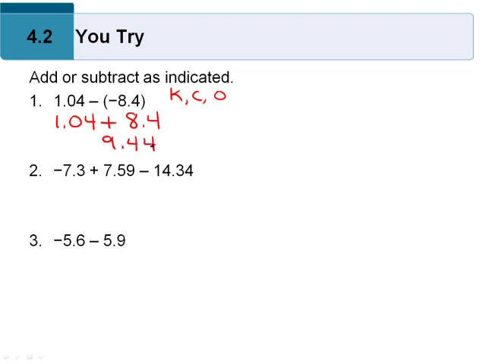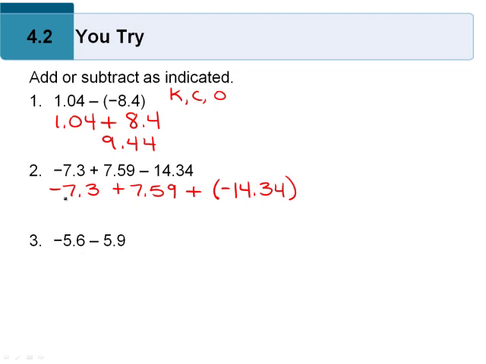Okay, number 2, we have addition and subtraction. So we're going to keep the first part, negative 7.3, plus 7.59. That's already addition, so we don't mess with it. But now the 7.59 stays the same. Change the subtraction, sorry, to addition, and take the opposite would be negative 14.34. Okay? So now the 2 negatives, that's what I'm going to do.